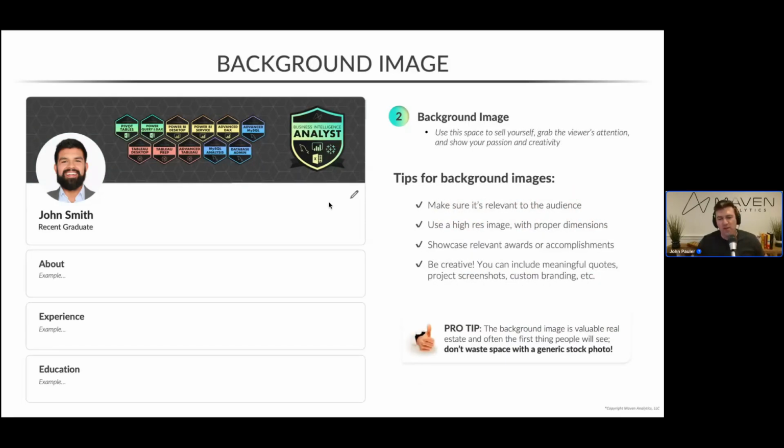So just make sure to keep it professional. Make sure you look happy, like somebody would want to work with you and spend 40 hours of their week hanging out with you. The next one is the background image.